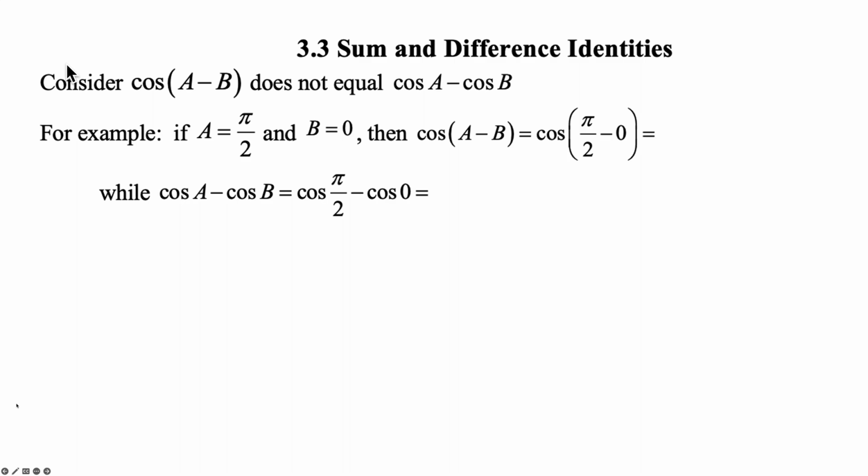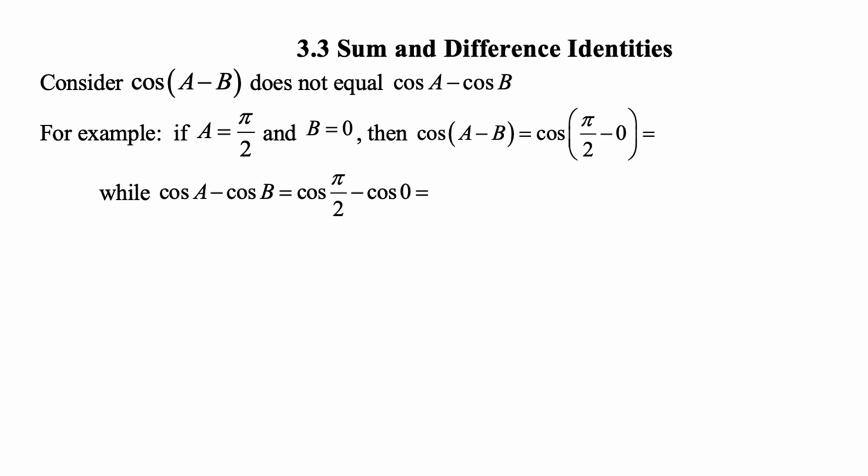All right, section 3.3, sums and difference of identities. We're going to consider cosine of A minus B. Please understand it does not equal cosine of A minus cosine of B. You do not distribute the trig function into the argument.